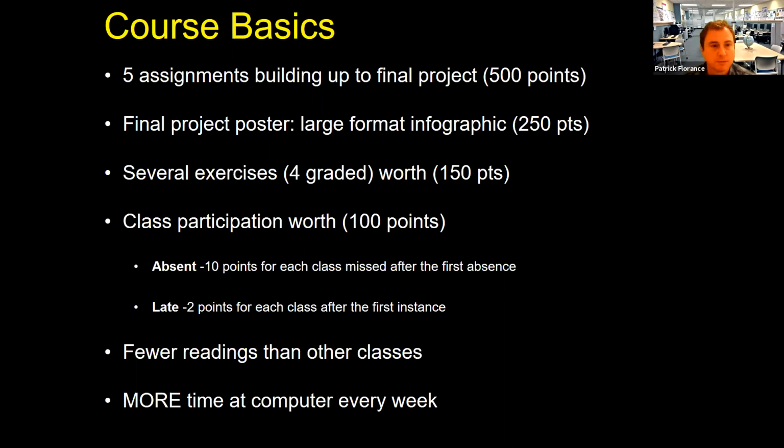Here's the basics of the course. There are 5 assignments building up to a final project worth 500 points. There's also a series of exercises, 4 of which are graded, worth 150 points. There's a final project poster, a large format infographic, worth 250, and class participation is worth 100 points. Attendance is mandatory, and absences are minus 10 points after the first class, and if students are late, it's minus 2 points after the first class. This class has fewer readings than other classes, but there's definitely more time at the computer every week.